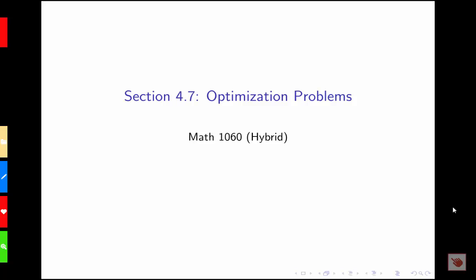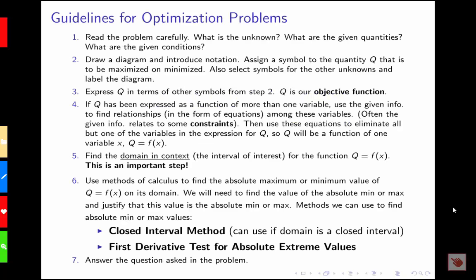In this lecture, I'm going to be talking about optimization problems. So we first want to give a little bit of an overview of the kinds of things that we're going to need to think about in these types of problems. These are going to be word problems like our related rate problems were. So we're always going to have to start by reading the problem carefully and trying to figure out what are the unknowns and what are the givens in the problem.